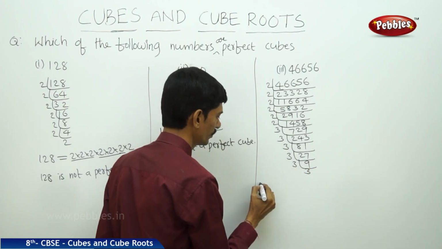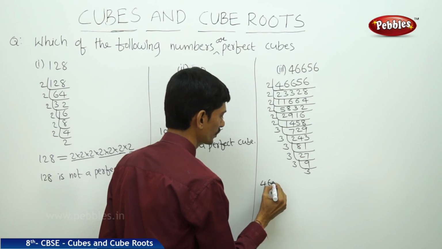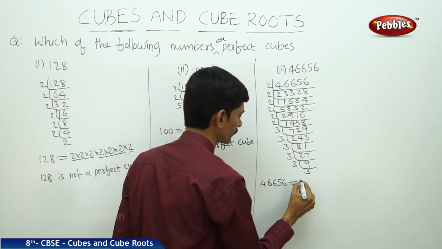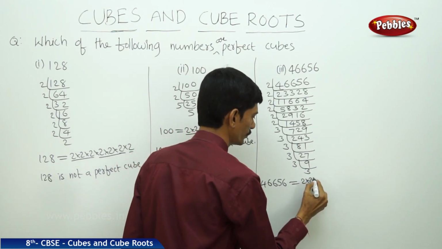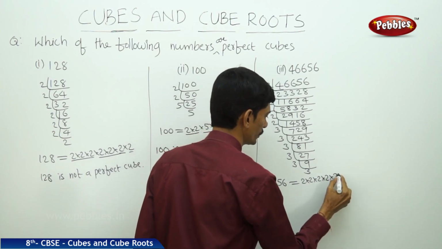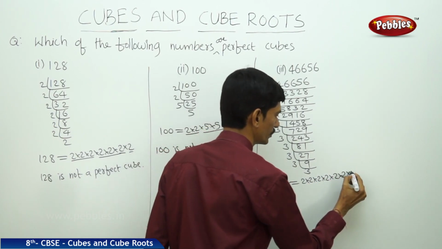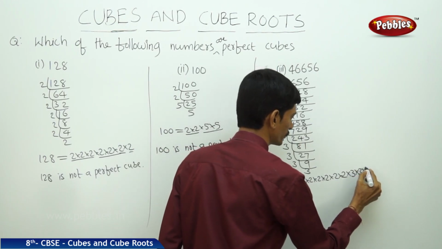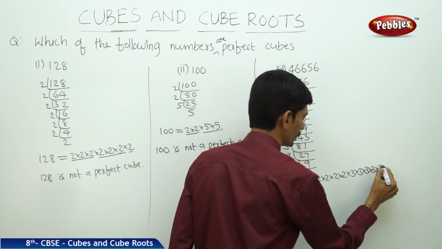So we can write that 46,656 equals 2 into 2 into 2 into 2 into 2 into 2 into again 3 into 3 into 3 into 3 into 3 into 3.